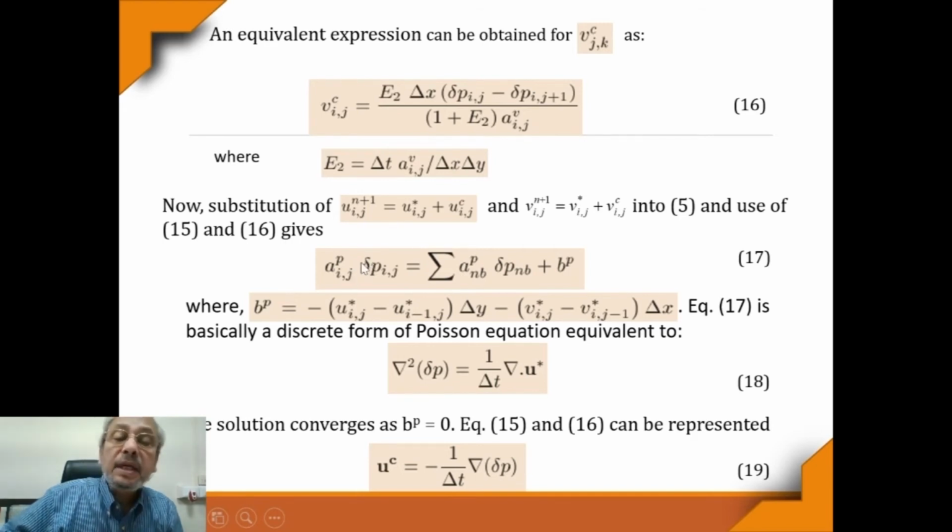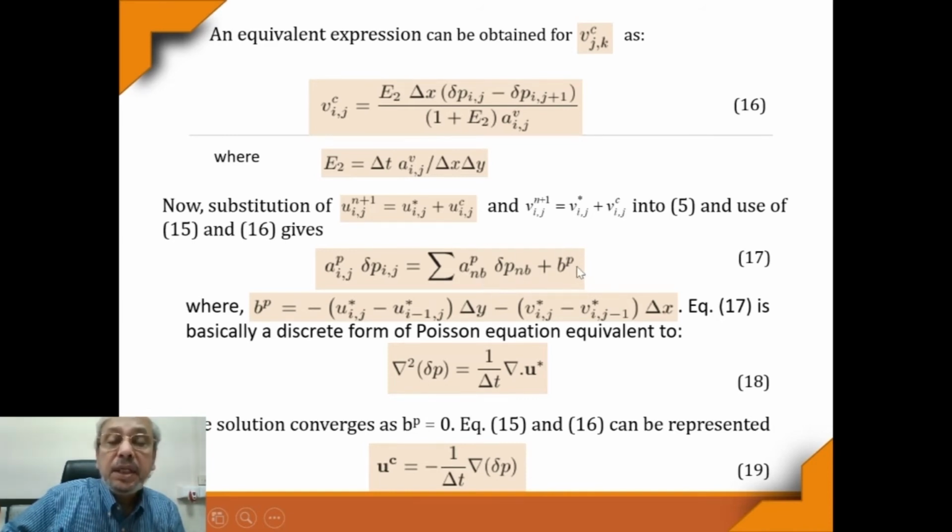You can see delta P_ij with some coefficient will be related to delta P at the neighboring points, that means delta P at i+1,j, delta P at i-1,j, delta P at i,j+1 and i,j-1, each with its coefficient.